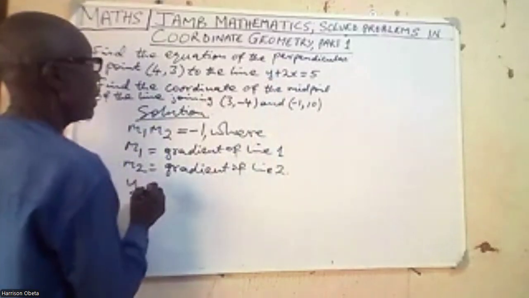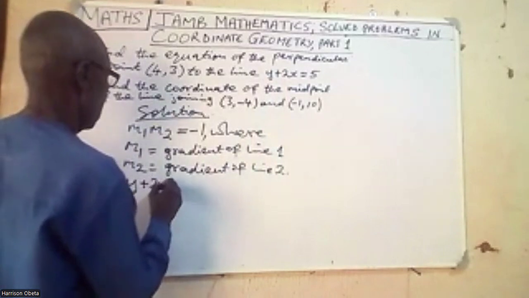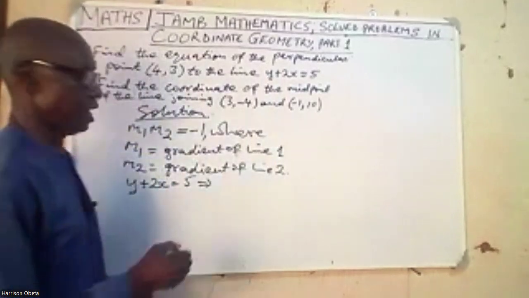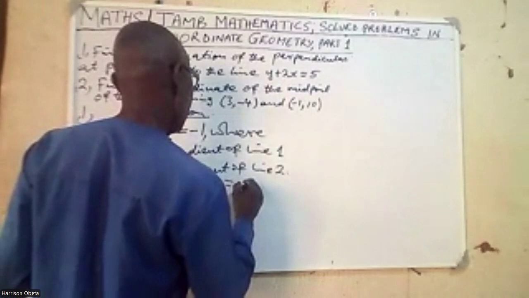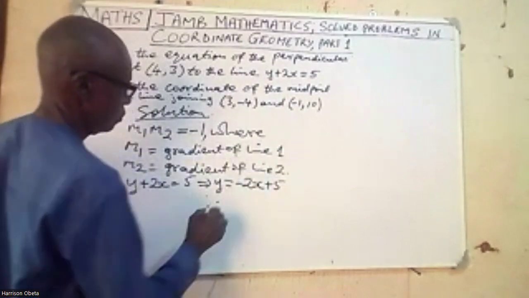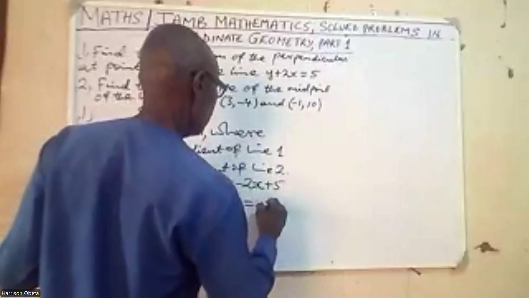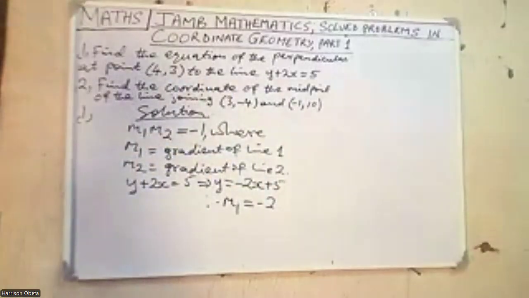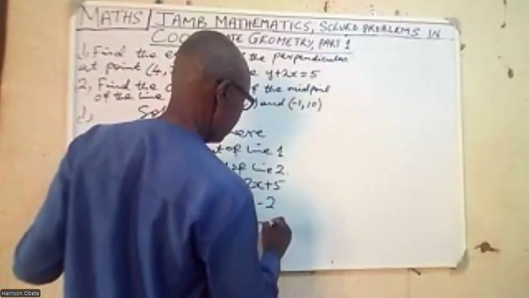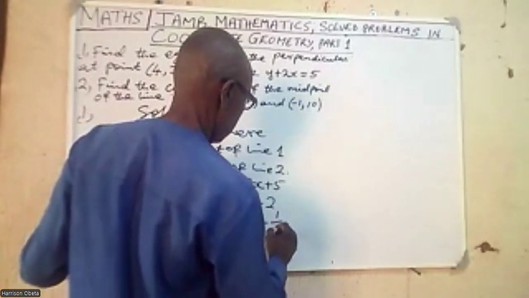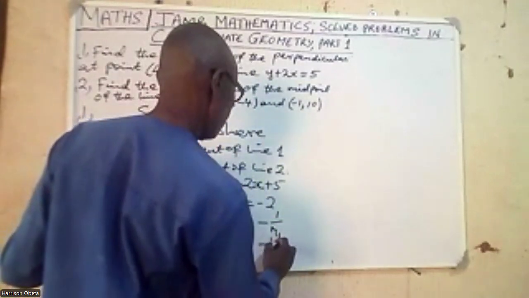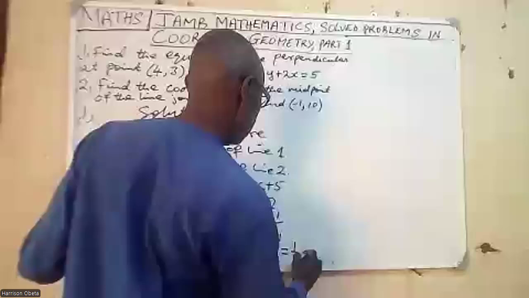So we have y plus 2x equal to 5, which we can rewrite as y equal to -2x plus 5. Therefore, our M1 is equal to -2. And if our M1 is equal to -2, that means that M2 is equal to -1 over M1. And that is equal to -1 over -2. That will give us half.